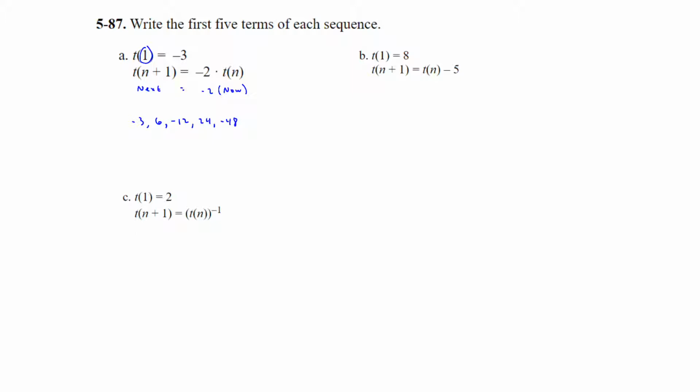On B, once again, this is next. It's equal to the now term, what term we currently have, -5. And so the first term is 8.